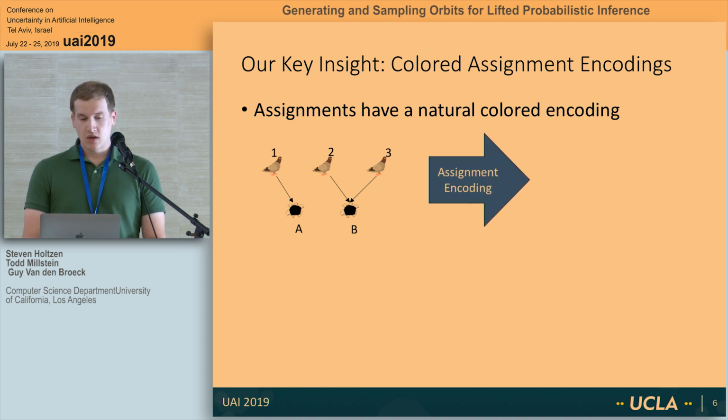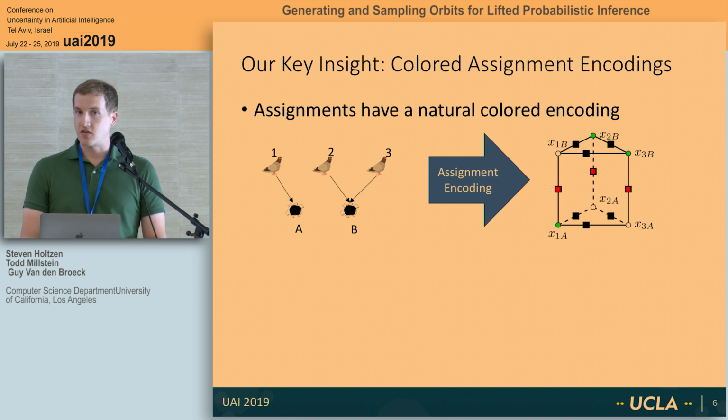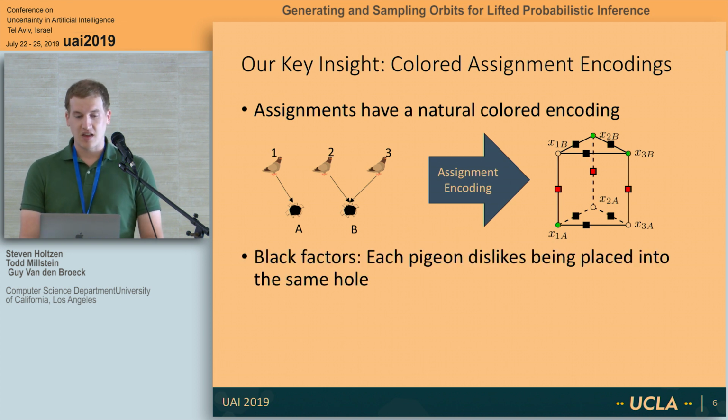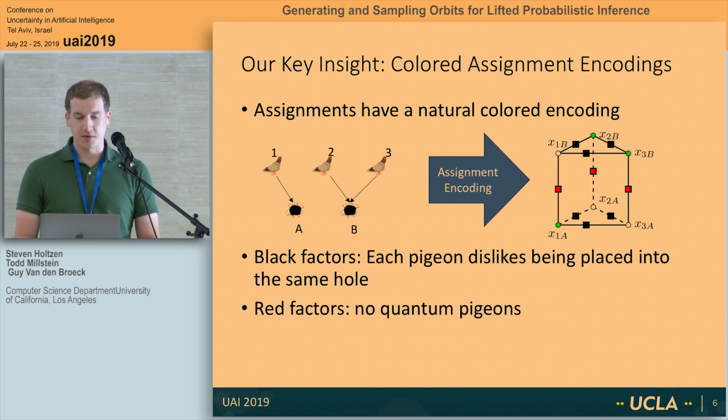So the question is, how can we exploit symmetry in exact factor graph inference? We're going to talk about that. Our key insight is that these assignments have a natural colored encoding. What I mean is, we do this assignment encoding, and we get this very colorful factor graph over here.